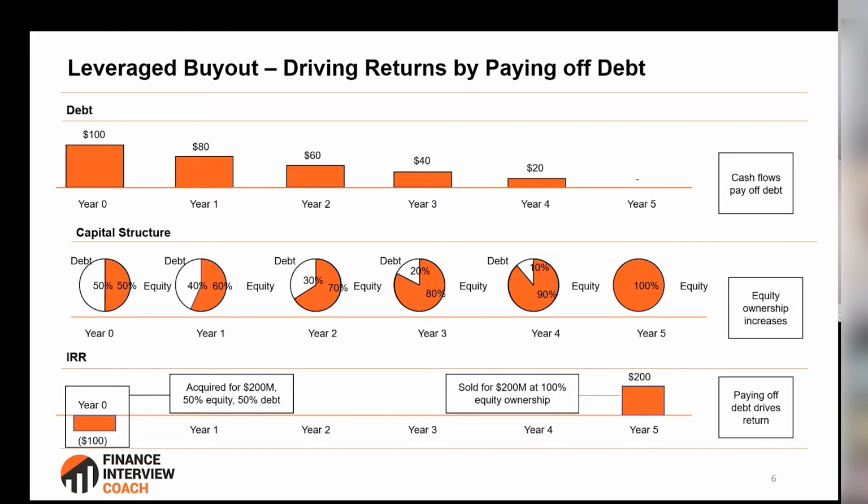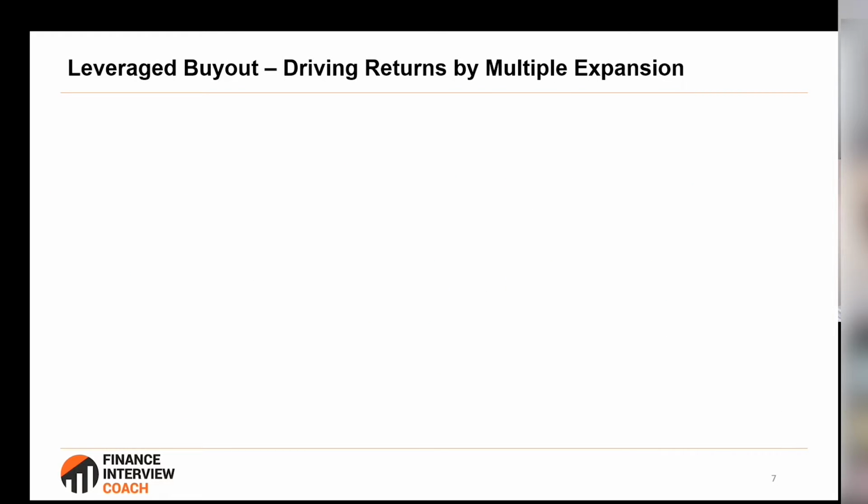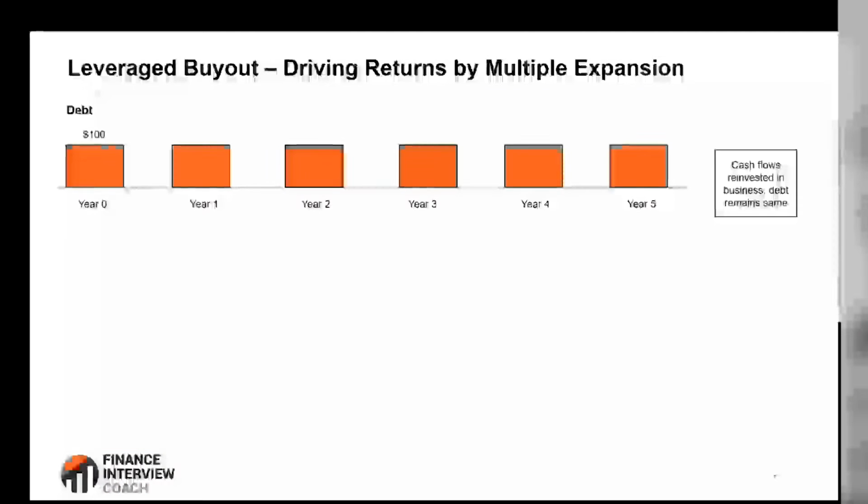So you might buy a company at 10 times EBITDA and then sell the company at 10 times EBITDA. But if that EBITDA has gone up, so has your enterprise value. All right, great. Sorry if this is review, by the way. I just want to make sure everybody's on the same page before we jump into advanced stuff.